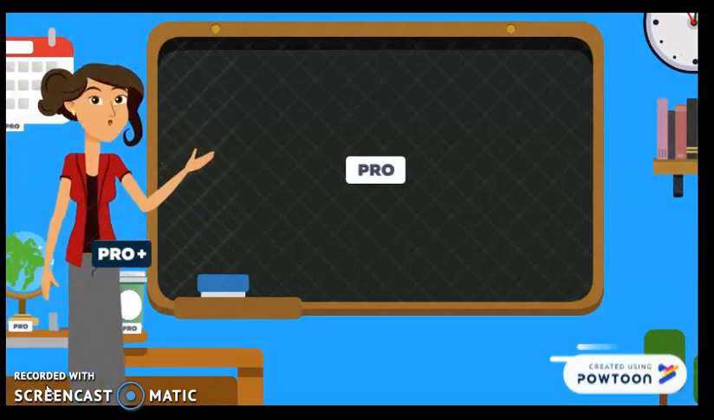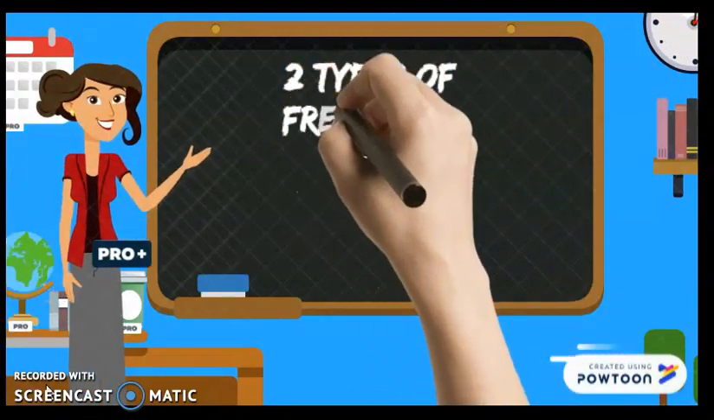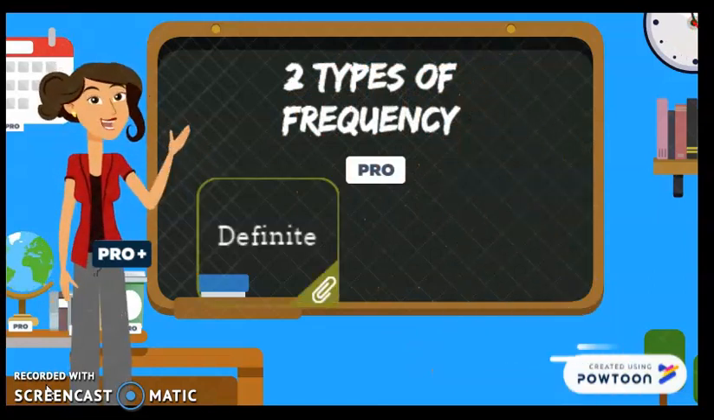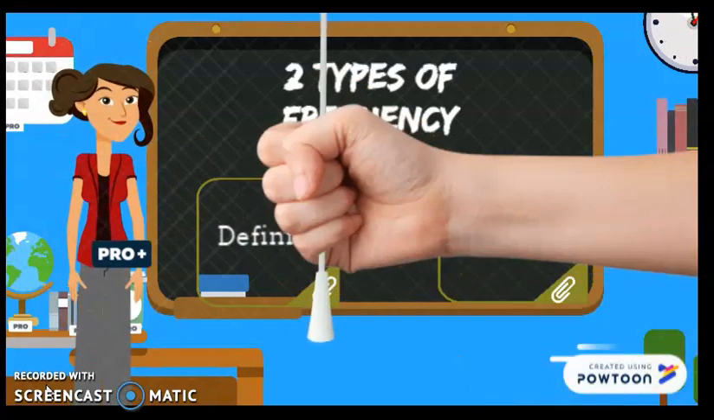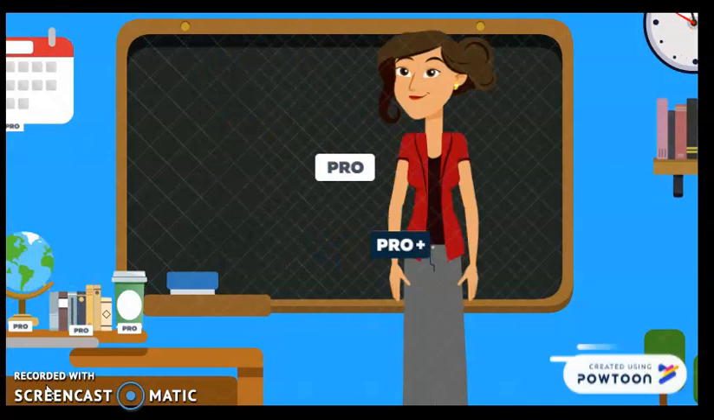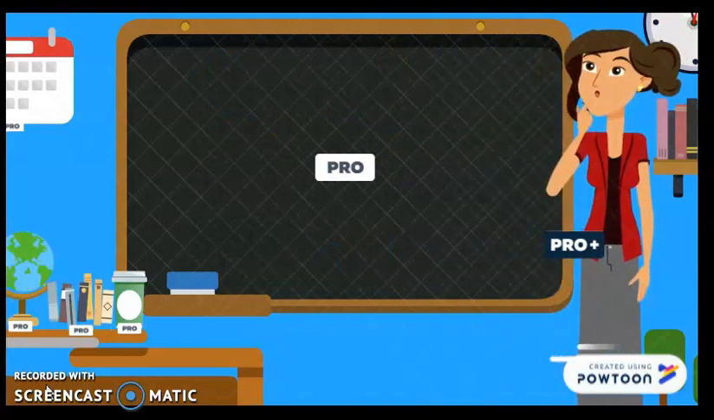There are two types of adverb of frequency that we need to take note of. The first one is your definite frequency, and the second one is your indefinite frequency. Let's start this week in discussing your definite frequency.